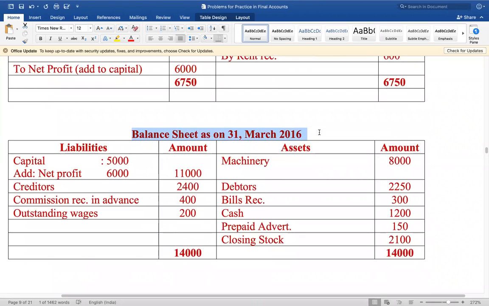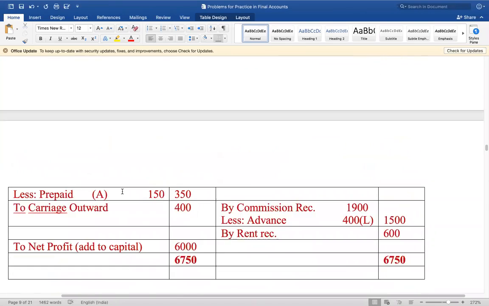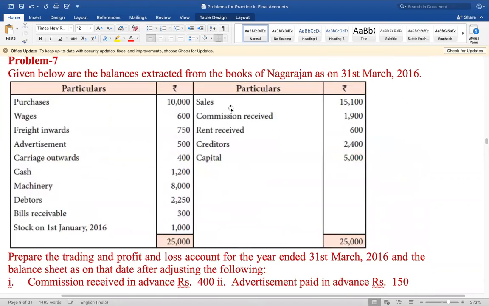Balance sheet as on 31st December 2016. There are liabilities amount, assets amount. Capital 5,000. Where do you get this capital? This capital is this 5,000.